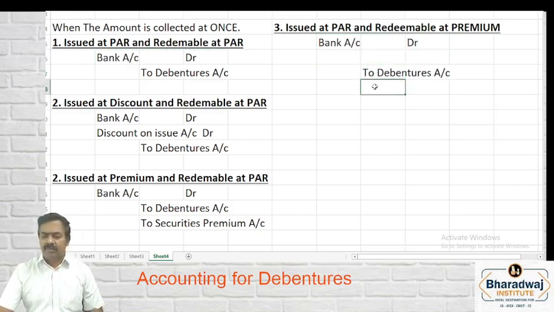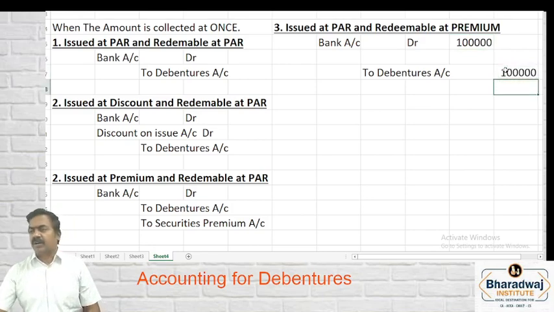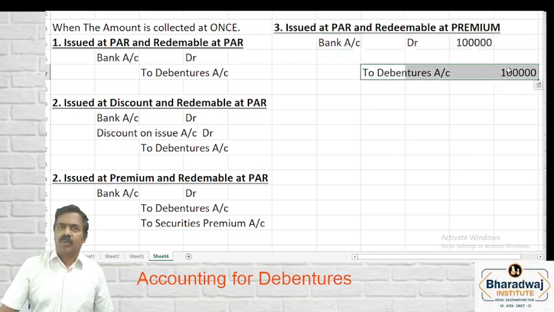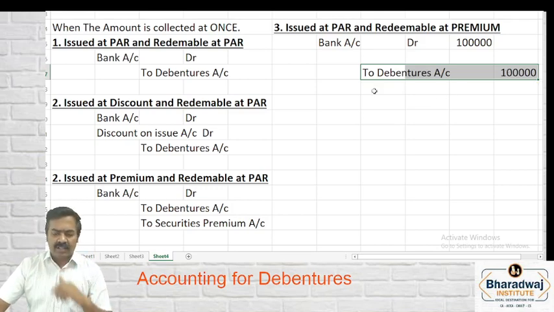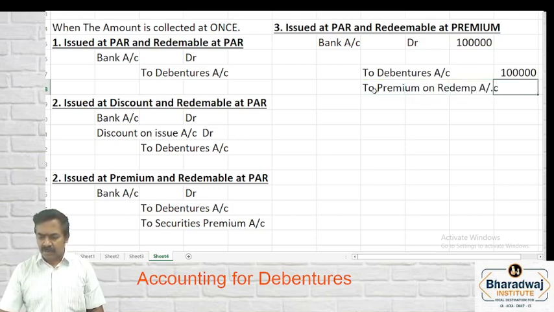The premium promised is a liability for us. For example, how much are you paying today? 1 lakh. Don't copy this, there is a reason for it. Please do not copy: bank account debit to debentures. Today you are paying 1 lakh. After 5 years, am I going to repay 1 lakh or more than that? More than that. That extra amount promised is a liability for us: premium on redemption account. Let's assume I promised 10,000. Wait.